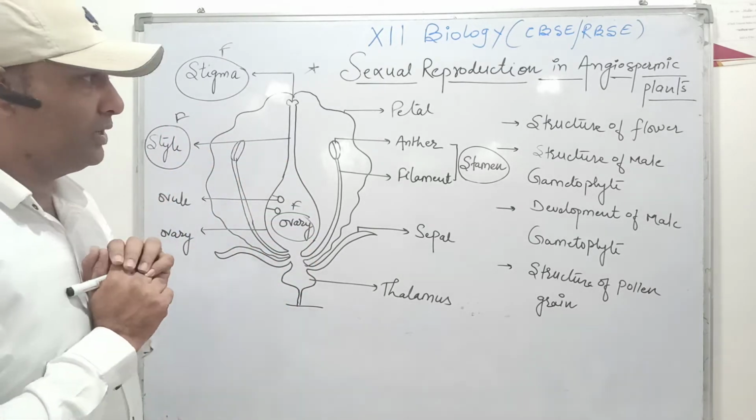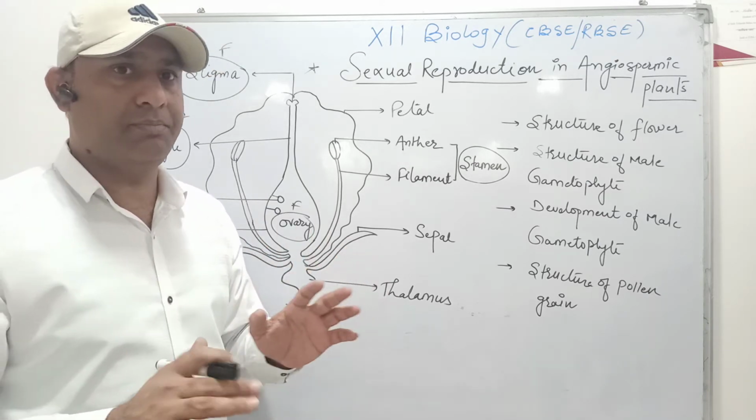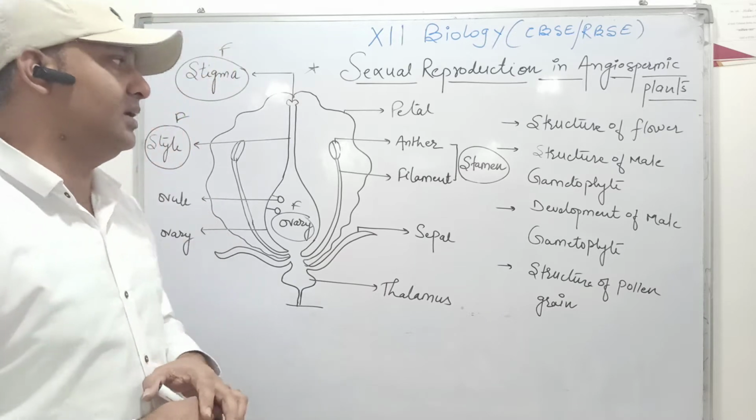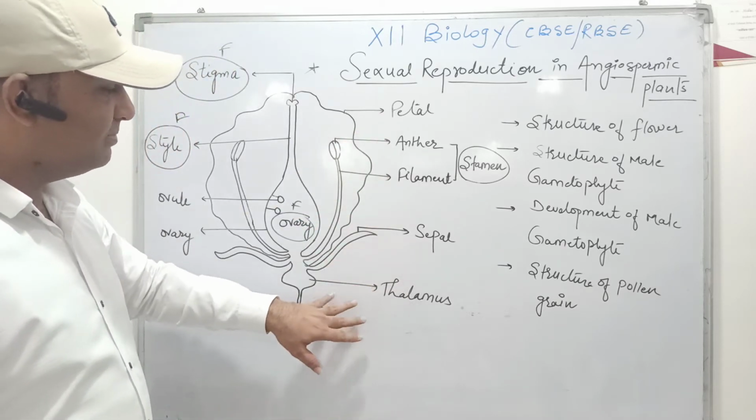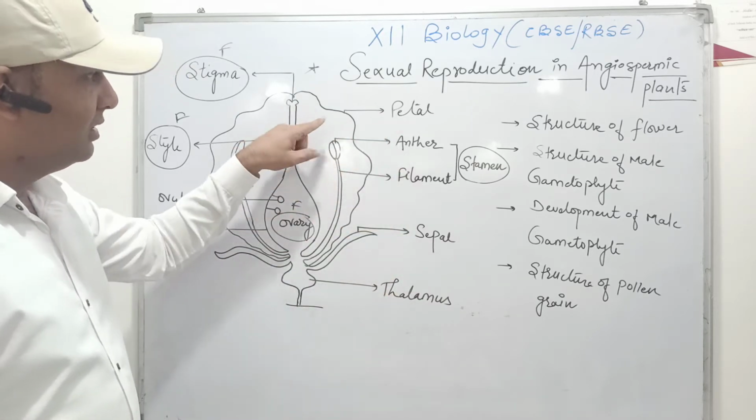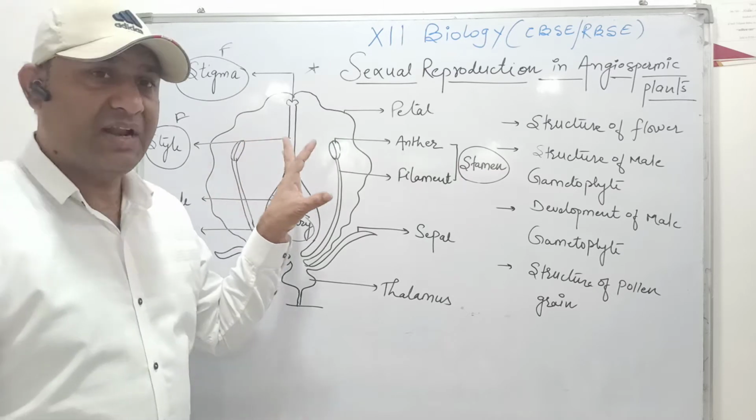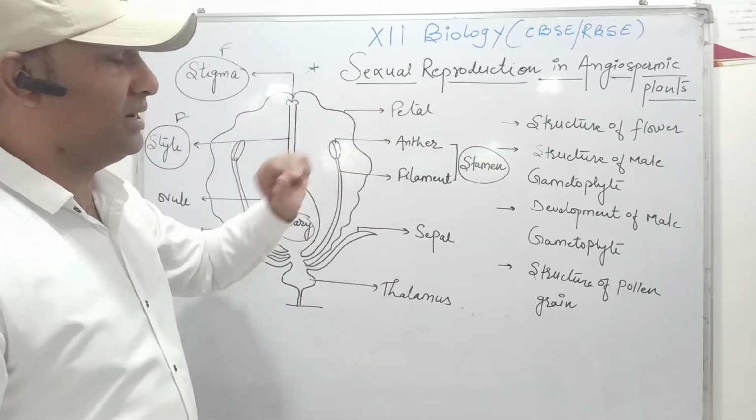Second, the accessory reproductive structures, which are helpful in reproduction but not directly involved in it. These are petal, sepal, receptacle and thalamus. So first is the petal. The colorful part of the flower is called petals. Clear? The colorful part of the flower is called petals.